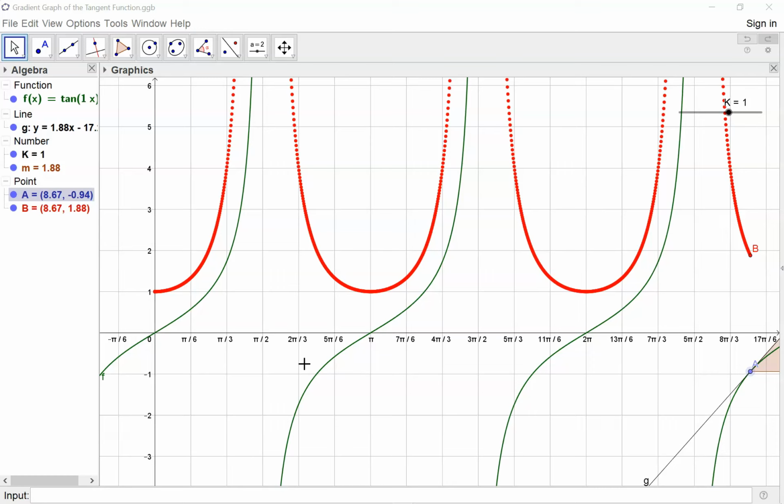So looking at a general rule, if we have y equals tan f of x, then the derivative dy by dx is going to be f dash x over cos squared f of x.